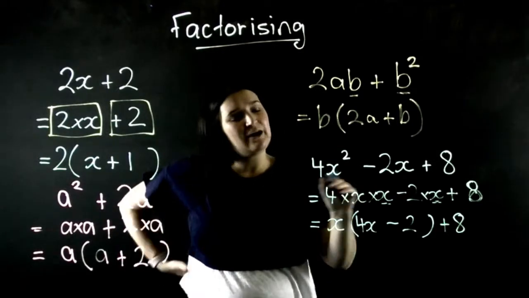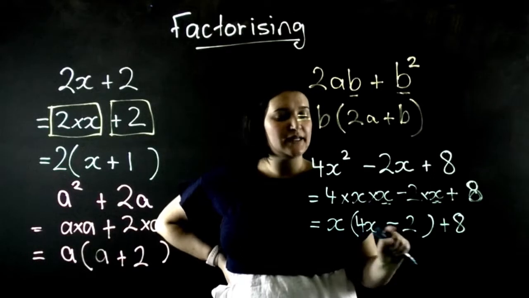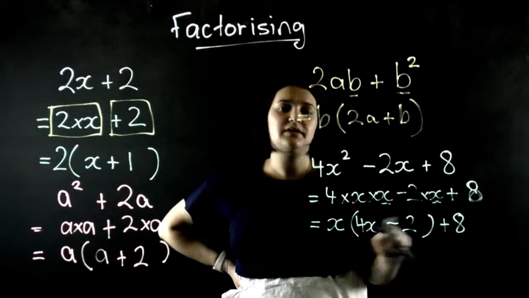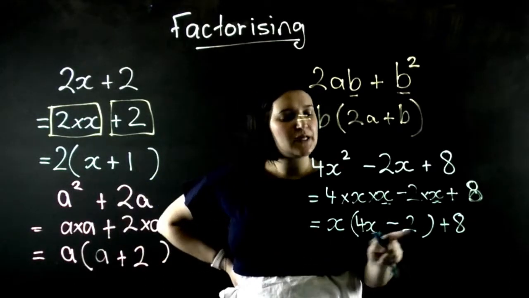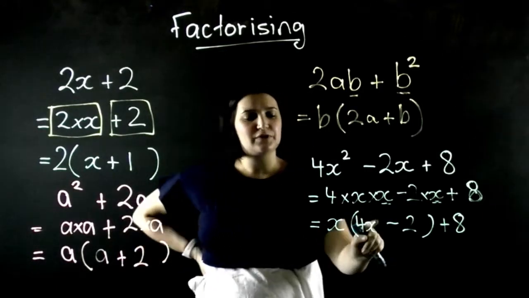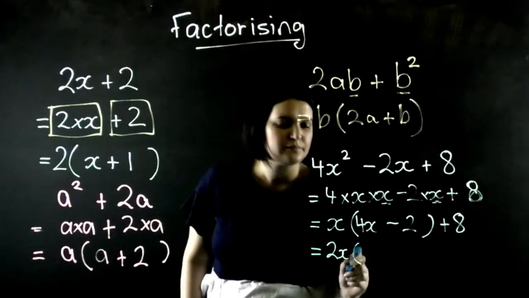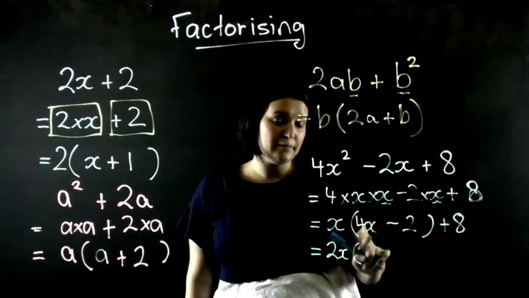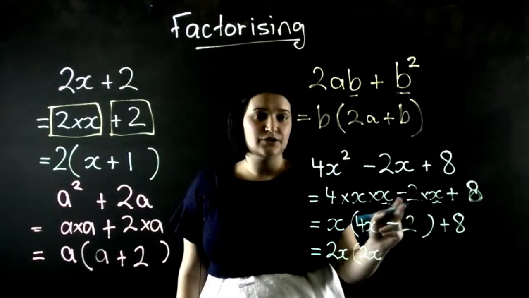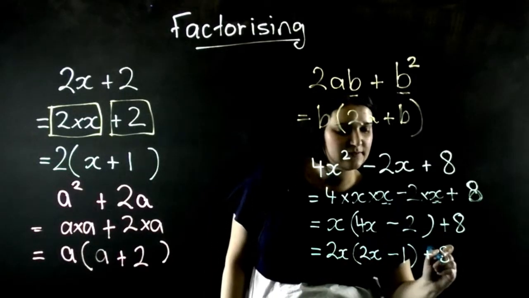Alright, and now I'm going to ask the question, is that fully factorised? Are there common factors still in any of these terms? I can see a factor of 2. All of these are even numbers. So I'm going to try and pull an even number out of this as well. So if I pull a 2 out the front, now it goes in front of the x, so 2x, 4x divided by 2 is 2x, negative 2 divided by 2 is negative 1, plus 8.